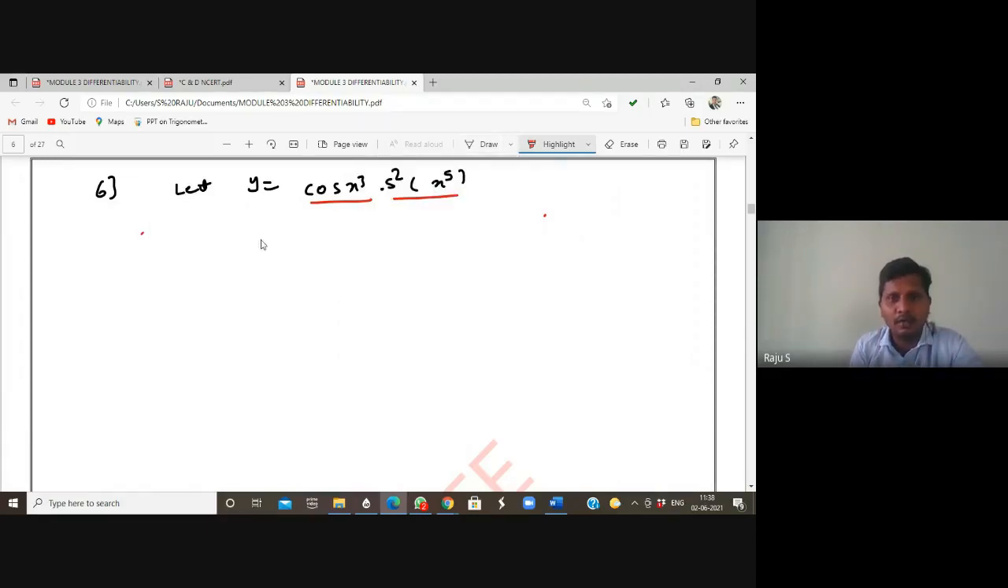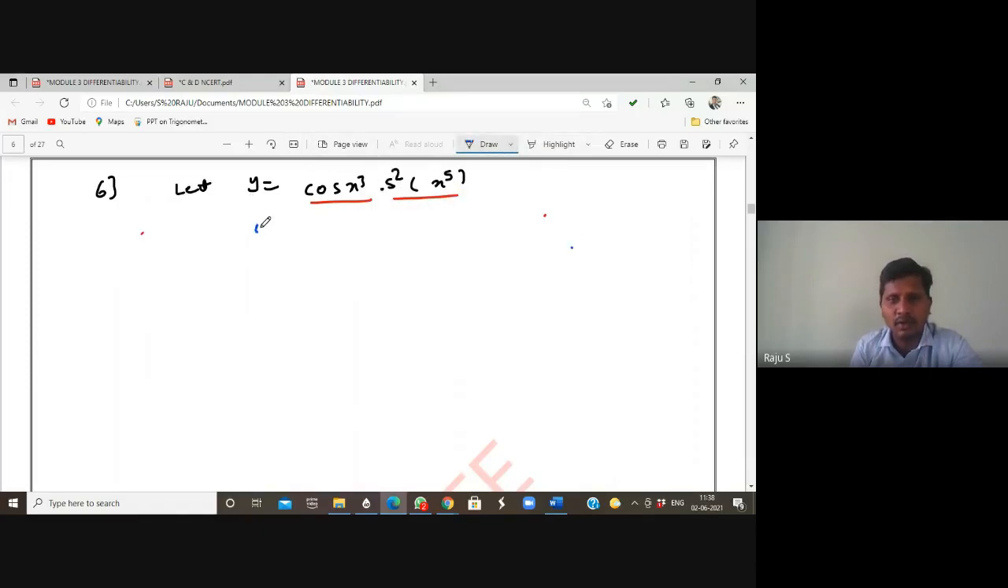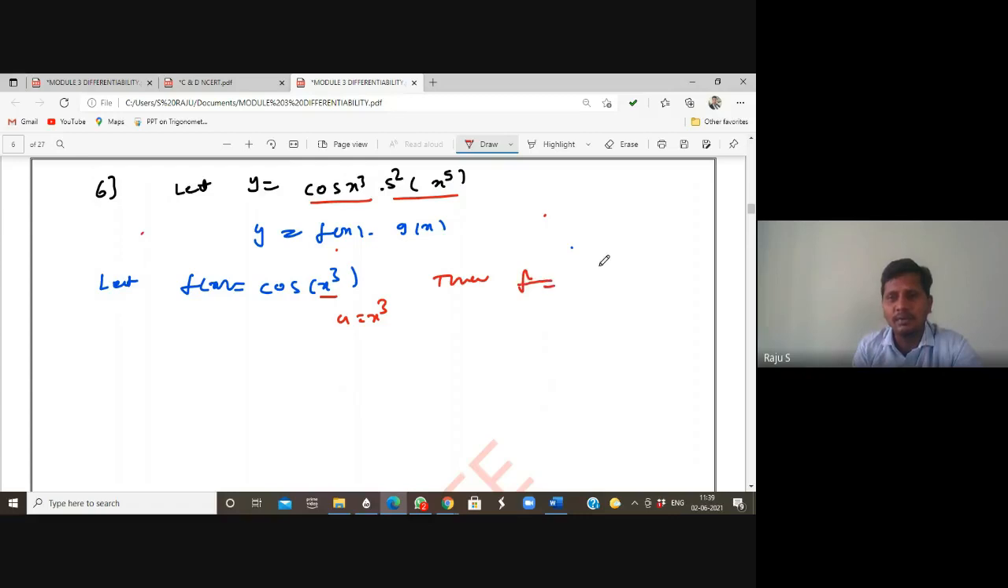Before that, what I want to do is, as in NCERT, we can write directly. So this y is equal to, I want to compare it with f of x into g of x. Okay, what is the f of x value? Cos of x cube. See here, f of x is given. I want to find f dash of x. To find f dash of x, what to do actually? This x cube I want to consider as u. U is equal to x cube.